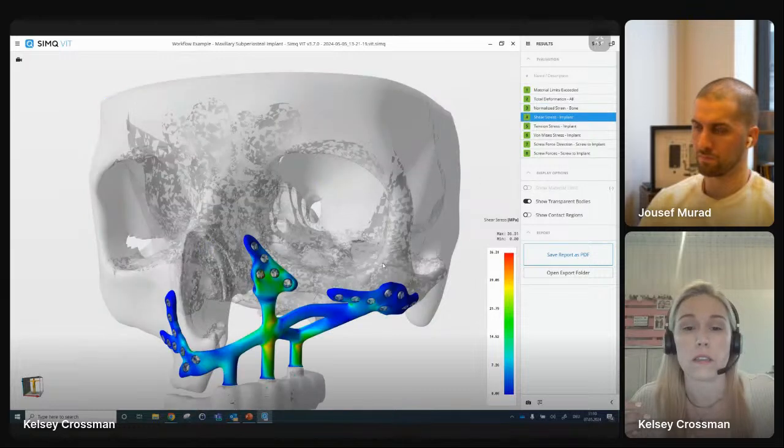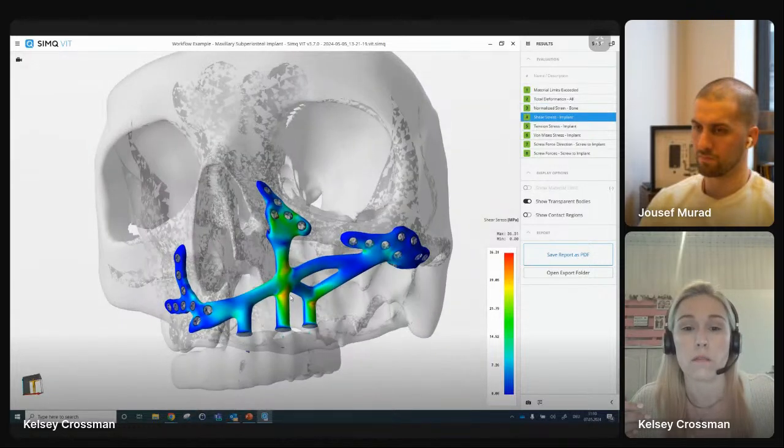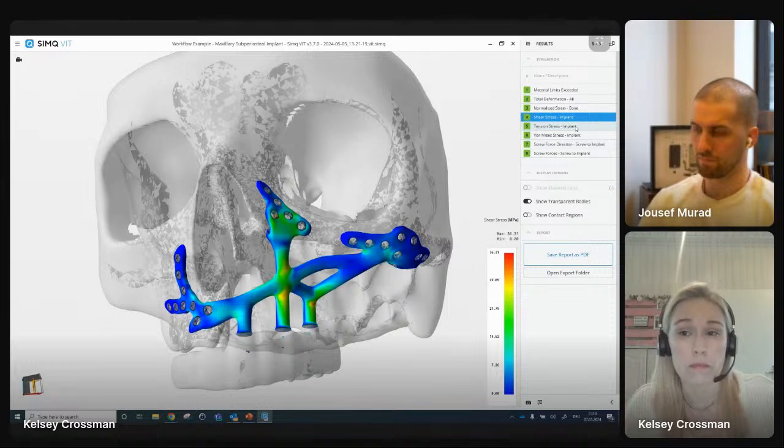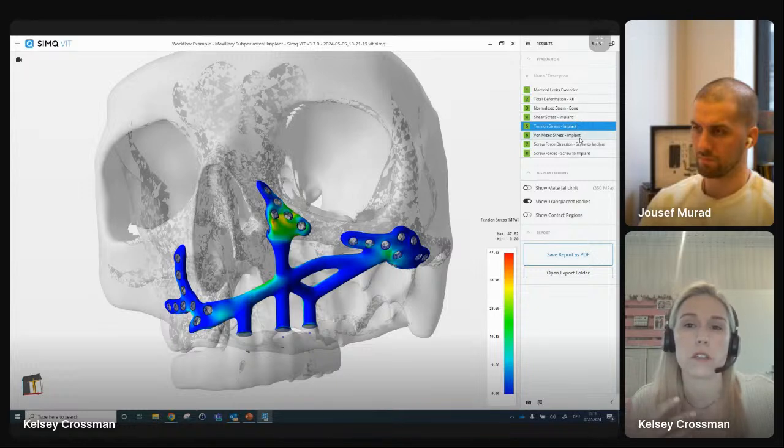Then here you get a little bit more into the engineering side of it. You know, I've learned what shear stress is and what tension stress is, and that's the type of stress that's on the implant when you're designing it. You can kind of see that here. That would be something I would encourage the design team to explain to the surgeons.